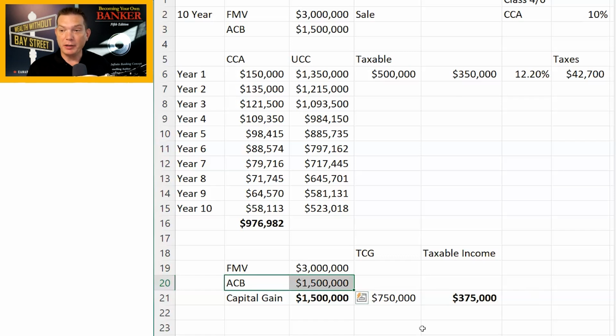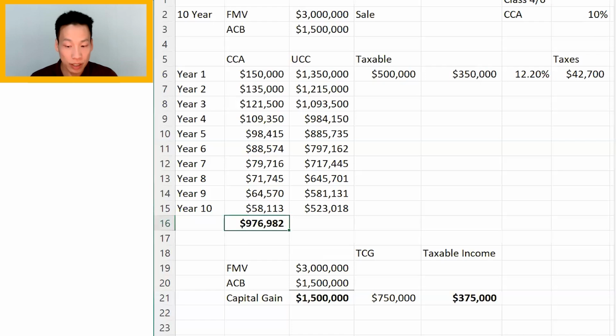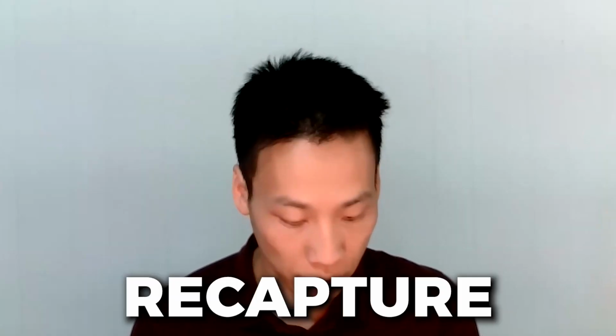There would be, in theory, if the building was paid for and there wasn't a mortgage or anything to pay off, you would have $3 million minus the $375,000 tax bill available to work with. But now there's some additional things that come out of that. So that $976,000 that you took in terms of CCA, that's going to get added back. And this term is called recapture.